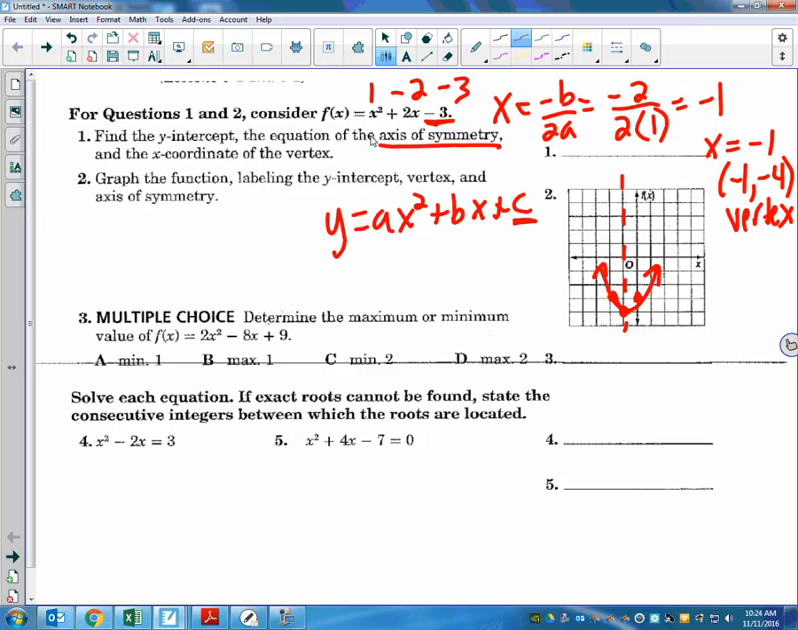If we were going to solve this by graphing, we would want to know where it crosses the x-axis, which means we might need to pick some more points, or maybe we want to see if it's factorable. But graphing: vertex, axis of symmetry, y-intercept. Make sure you know if it's positive x squared, it should open up. If it's negative x squared, it should open down.